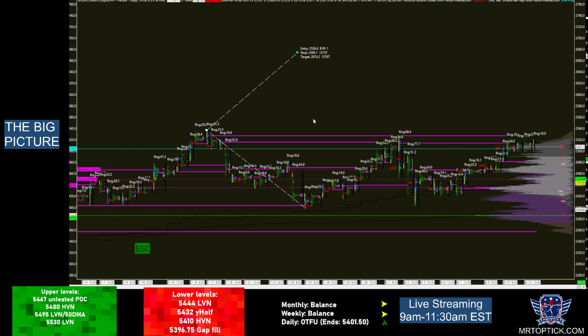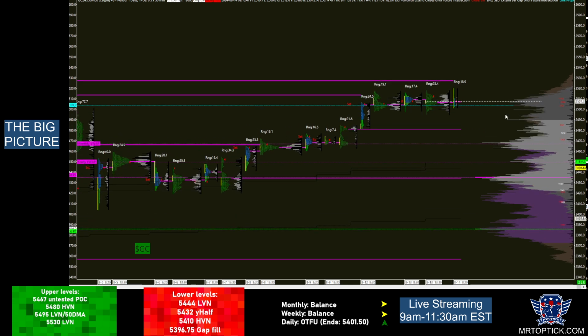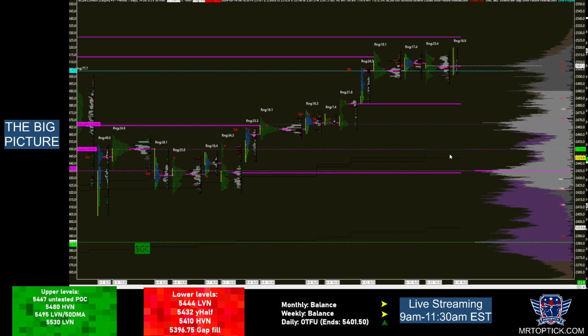But for now, we're in this range, and we're trading at the top of the range. We have a couple of spots where we have high volume, and that's 2468 and 2435. So if we see sellers, then these are the targets.